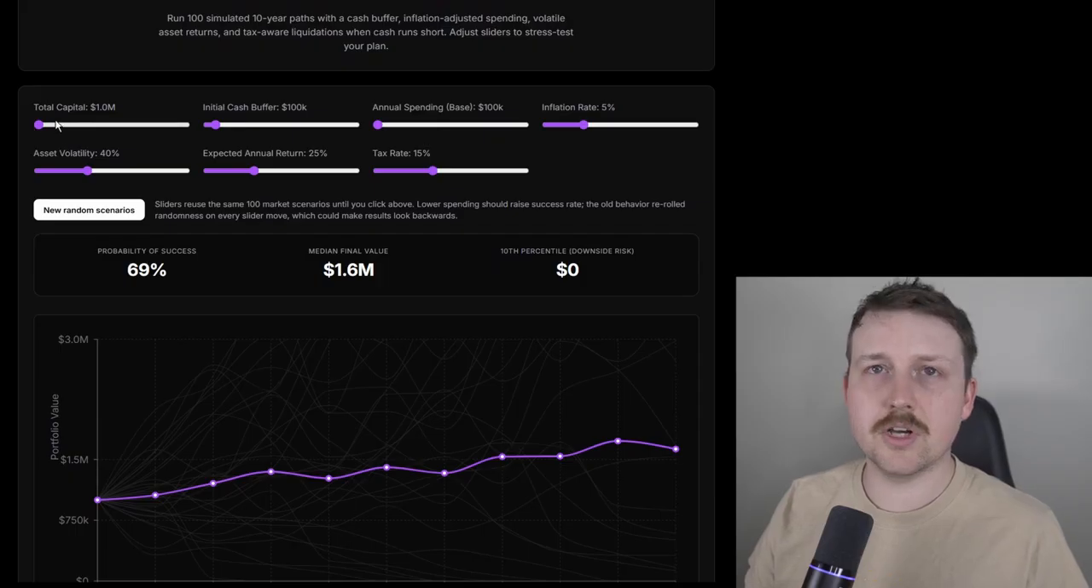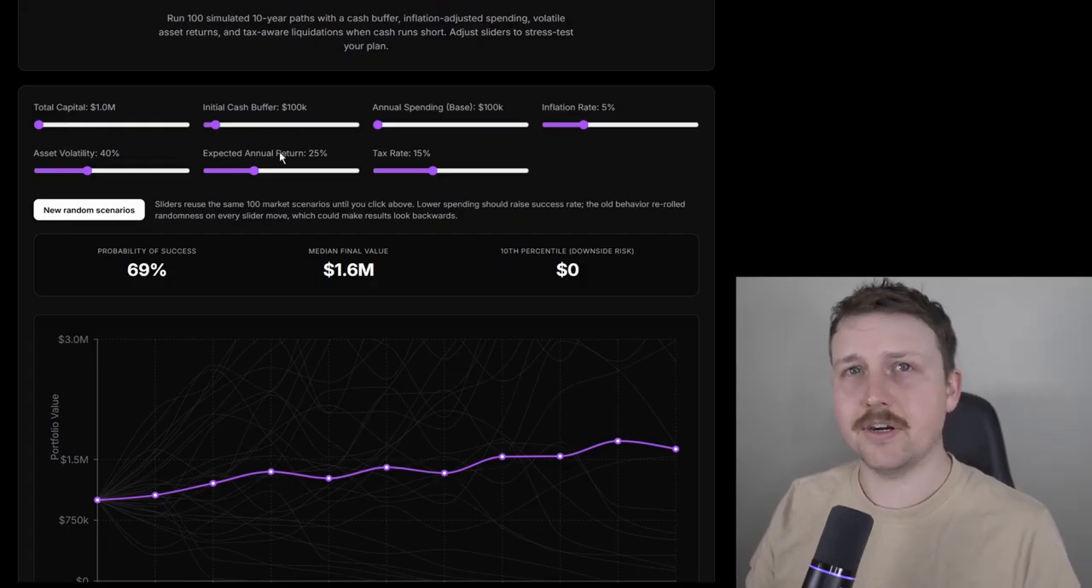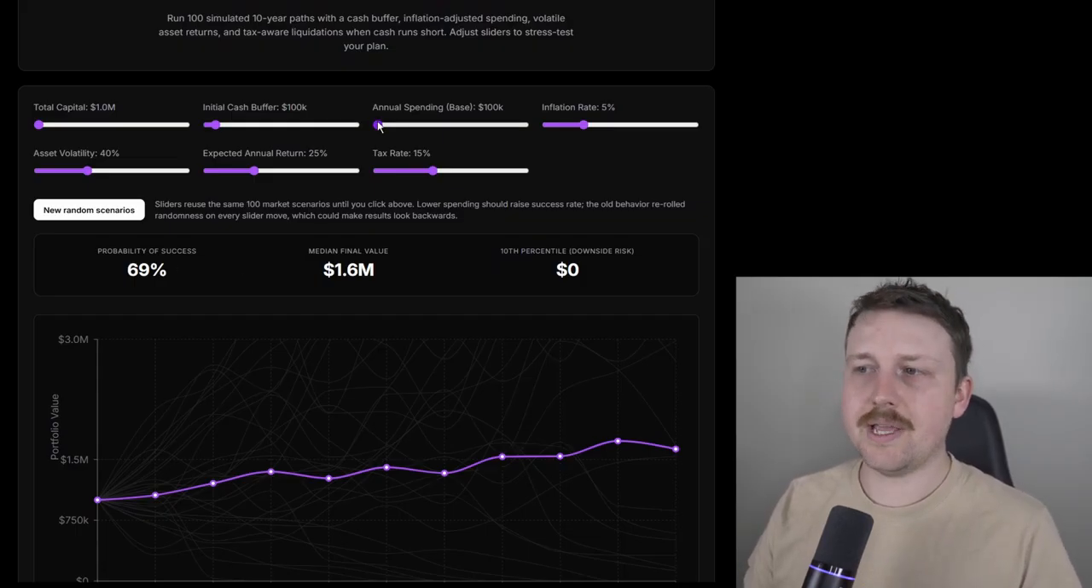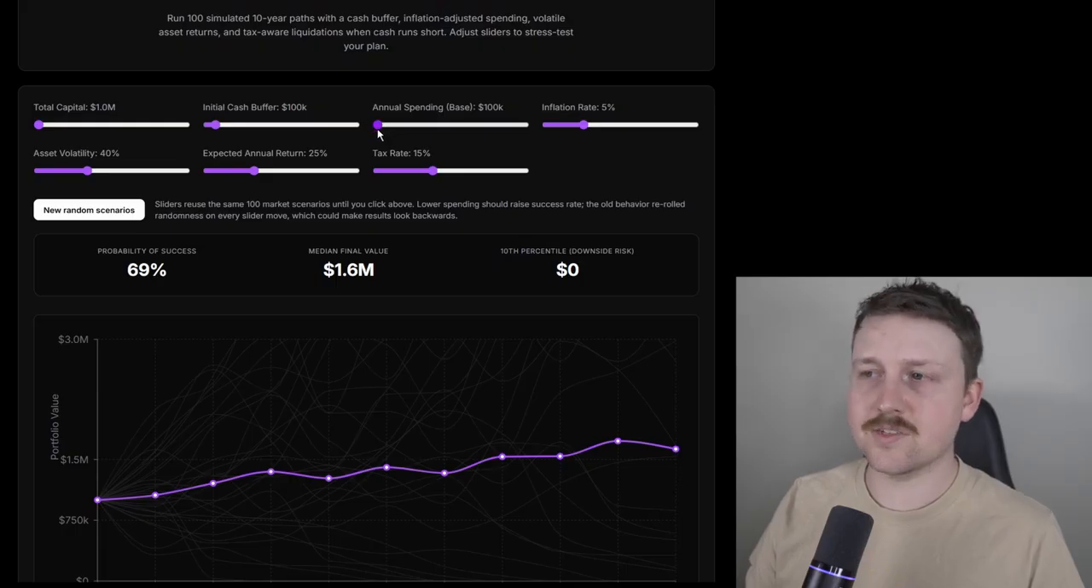Let's say you have $1 million that you want to retire on, and you're planning to do that today. You're going to set aside 10% of that in cash as a buffer. This is not a bad idea. We can adjust these things and see the probability of success change. Your annual spend is going to be 100K as well.